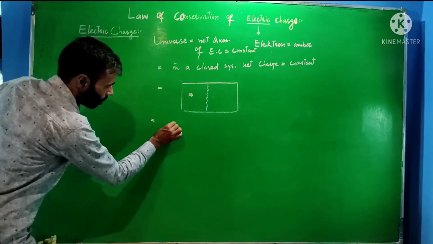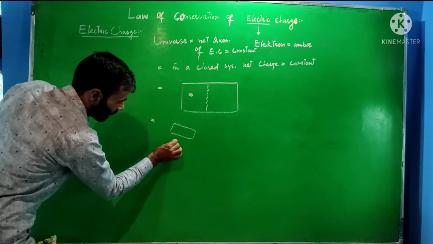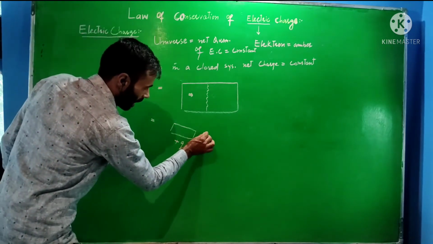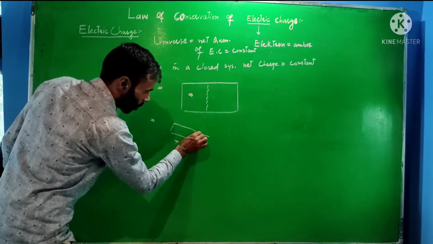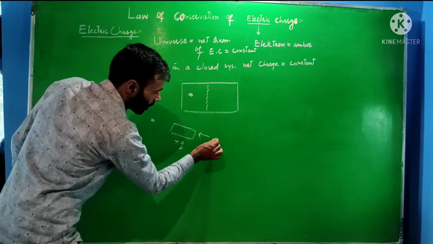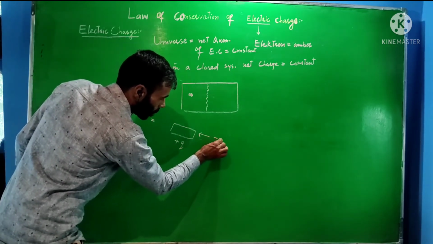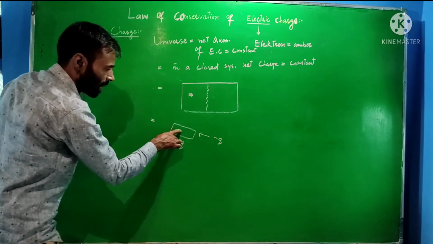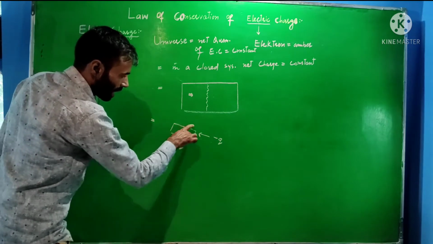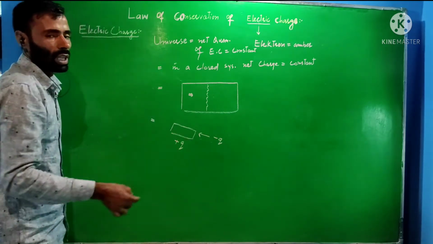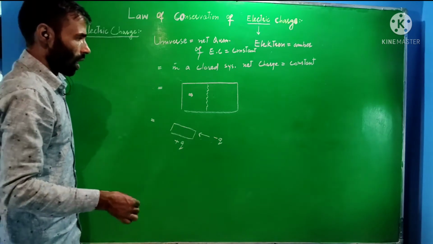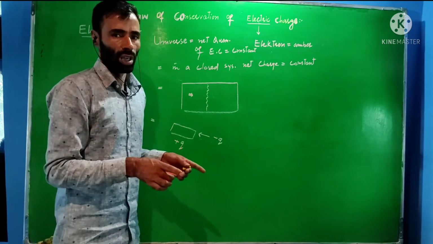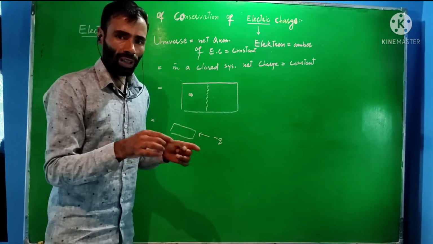For example, if we have a body that gains an amount of charge plus Q, then there in the surroundings is another body which loses an equivalent amount, minus Q, and that is gained by this system. Due to this, within this body and its surroundings, the total charge remains conserved. Or we can say the net quantity of charge in a closed system always remains constant.